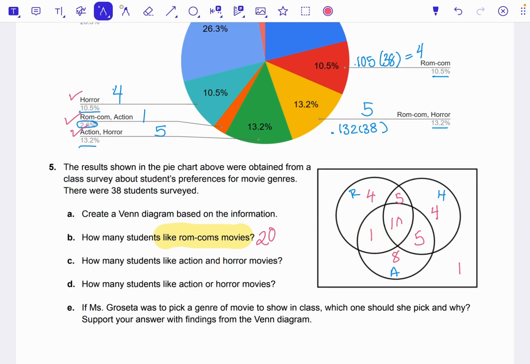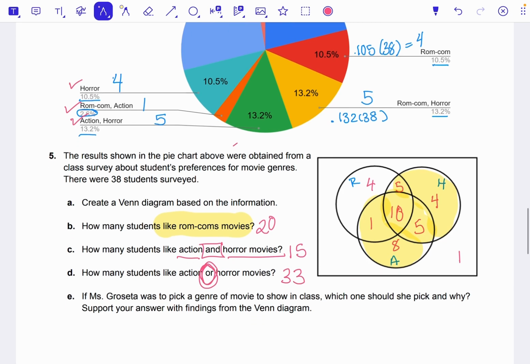And then next up is people who liked action and horror. Sorry about that. Action and horror is the overlap between our A and H circles, which would be that right there. So notice it's the 10 and the 5, for a total of 15. Versus when we do action or horror, it should be everyone in the action circle and everyone in the horror circle, which would take that 15 plus 9 plus another 9. So we end up with 33 students.